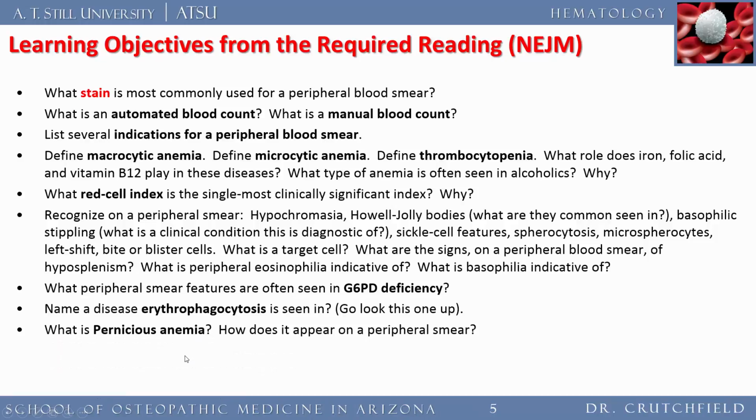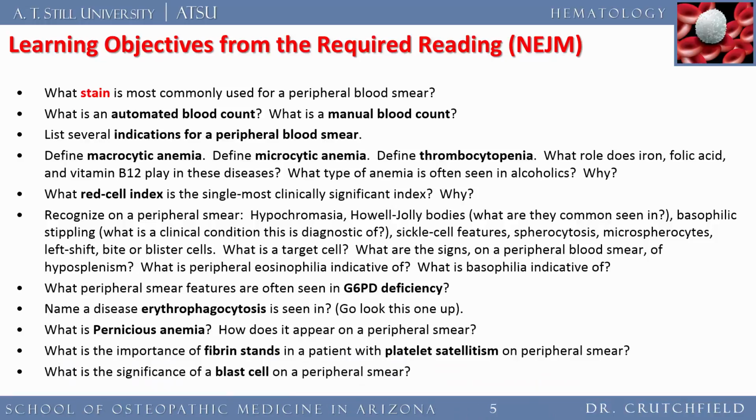What is pernicious anemia? How does it appear on a peripheral smear? What's the importance of fibrin strands in a patient with platelet satellitism on a peripheral smear? And what's the significance of a blast cell on a peripheral smear?